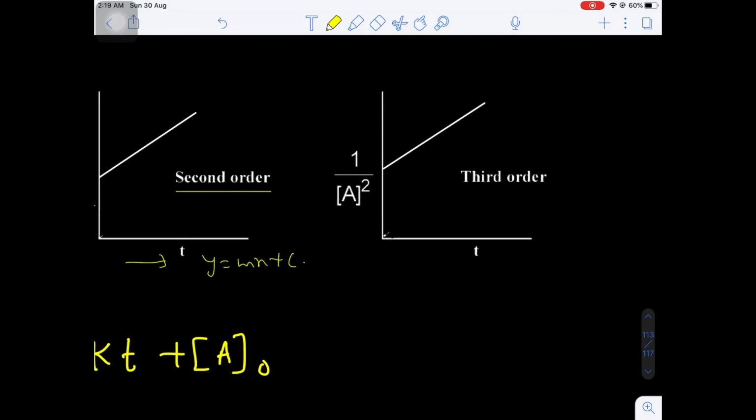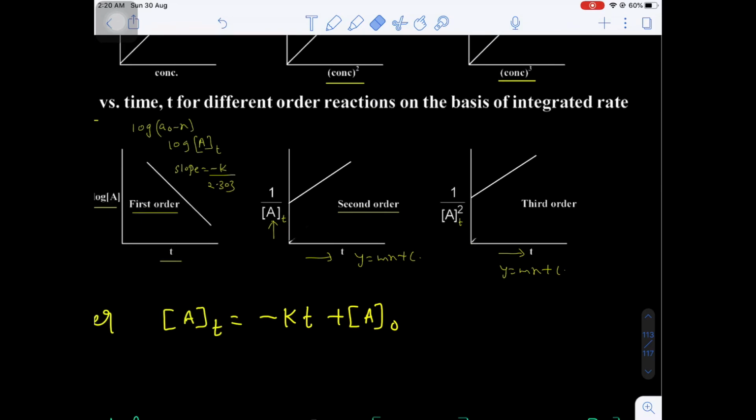And here also, if you see 1 by concentration of reactant whole square on the y-axis and time interval on the x-axis, again you will get a straight line in the form of y is equal to mx plus c. So this is a third order reaction.